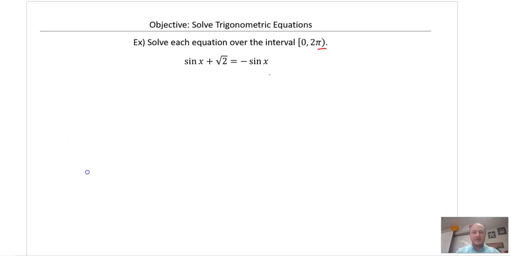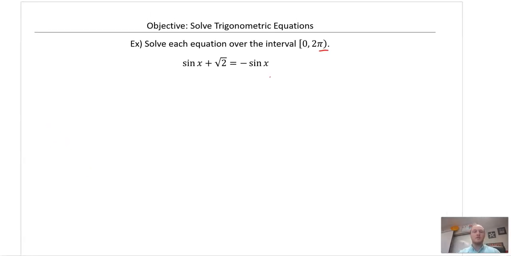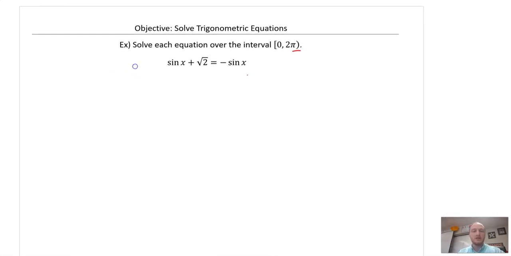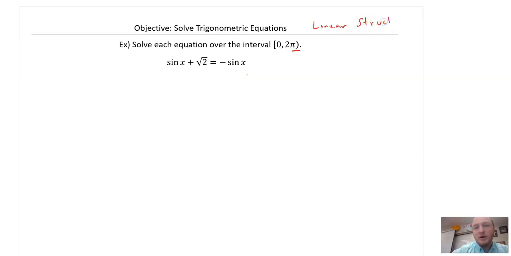Okay, so let's go ahead and look at an example. And here, the example says, solve each equation over the interval 0 to 2 pi. Okay, so they've given us our domain, what we're looking at. And the first thing that we're going to go ahead and note is that this is a linear structure. So how do I know, again, that this is a linear structure? Well, I don't see any trigonometric functions squared.